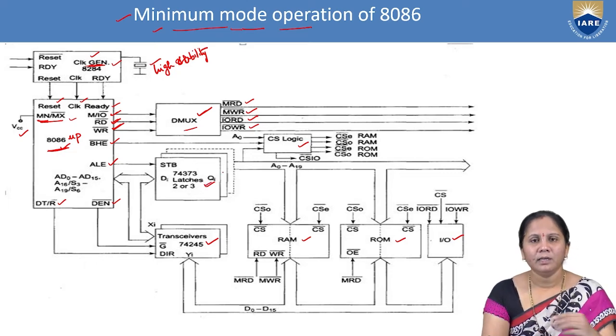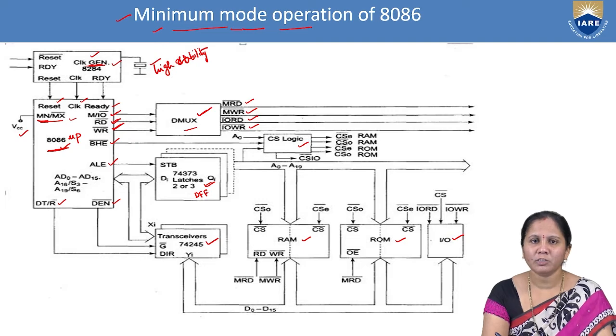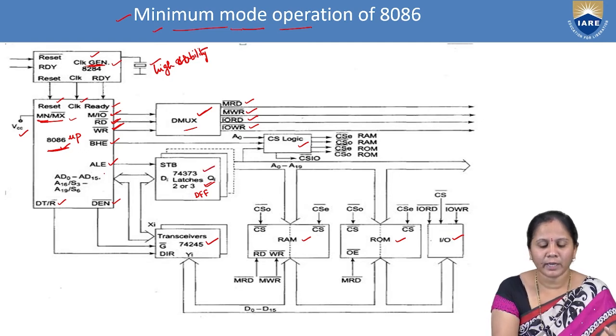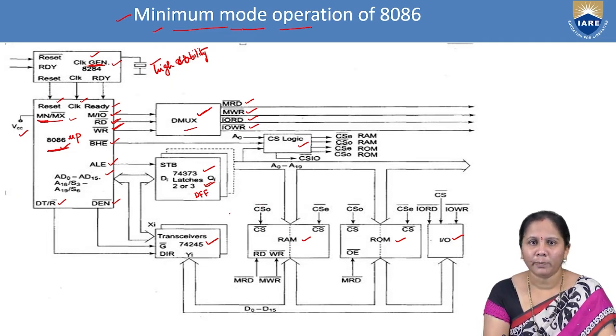The next block here is the latches. In the previous session we discussed what is meant by a latch, and generally latches are nothing but flip-flops. We generally prefer D flip-flops, and we also discussed in the previous session how the D flip-flop works based on the clock input. Based on that concept, these latches will be operated by a control signal called ALE. ALE represents address latch enable. Based on this address latch enable only, the latches will be operated.